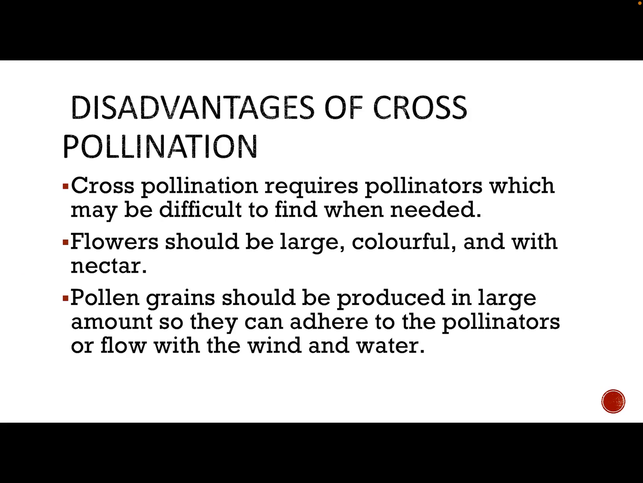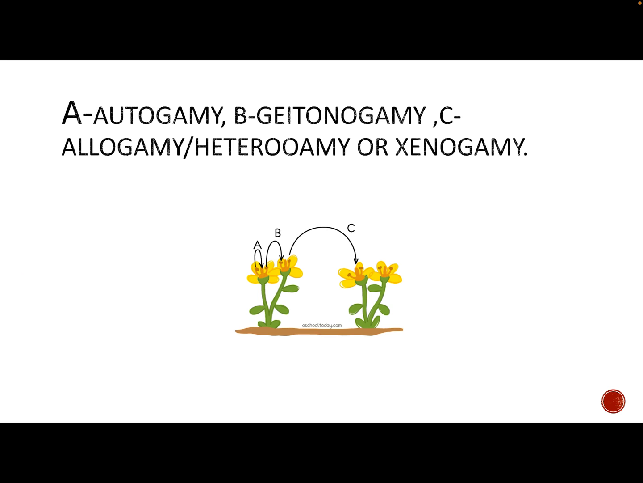It will help in air pollination or wind pollination. These characteristics are very important. So if the plants have to have cross pollination, they should have these characteristics. If these characteristics are not found, then they will have problems in pollination. Pollen grains should be produced in large amounts so they can adhere. Adhere means stick to the pollinators or flow with the wind and water.